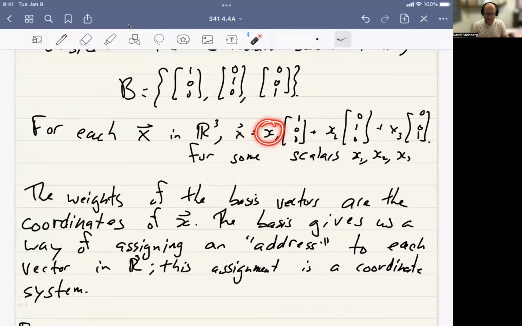these weights that we pick off, x1, x2, x3, those are the coordinates of x, right? If we sum these all together, you're going to get (x1, x2, x3). And so this choice of basis is really what is giving us the coordinates. It gives us a way of assigning an address to each vector in R3. And this assignment, arrow right here, means these numbers tell you which arrow to pluck out. That assignment is called a coordinate system.